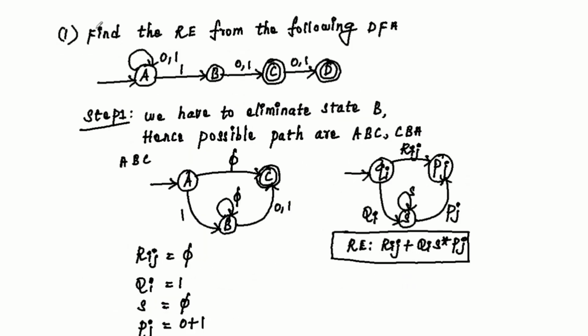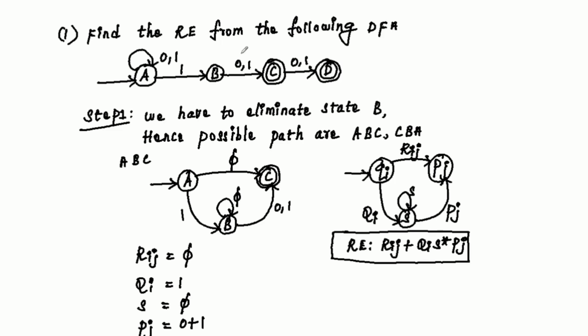Coming to the first problem, find the regular expression from the following deterministic finite automata. The given transition diagram consists of capital A start state, capital C and capital D are final states. Take the state which comes first, capital B, as the intermediate state to be eliminated. In step 1, apply the first rule for eliminating the intermediate state. To simplify the automata, we need to eliminate the intermediate state capital B.